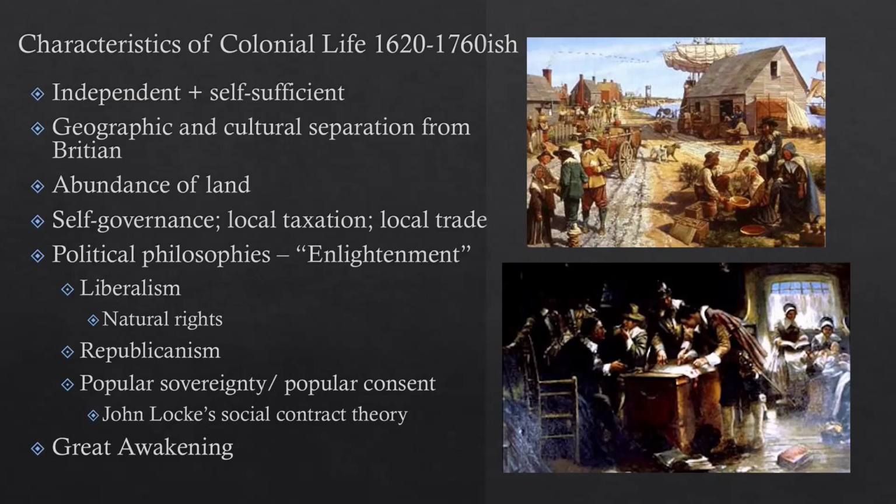And so this added fuel to the fire in the sense of questioning authority and recognizing your own autonomy, your own power. And so unintentionally, the teachings of the Great Awakening just affirmed the Enlightenment philosophies of natural rights and liberalism and popular sovereignty. And that was a lot of what was going on in colonial life.